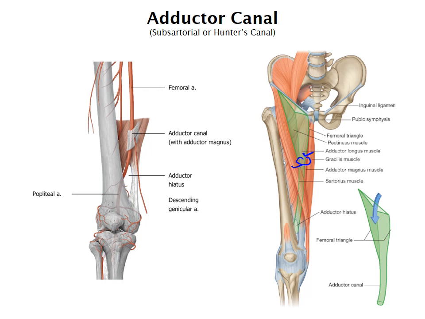It is through this canal that the femoral artery and vein pass on their way to or from the popliteal fossa, where they change names to the popliteal artery and vein. Also passing through the canal is a cutaneous branch of the femoral nerve called the saphenous nerve, which provides cutaneous innervation to the anterior medial leg. So these structures will then pass through this area and go posteriorly into that popliteal fossa.